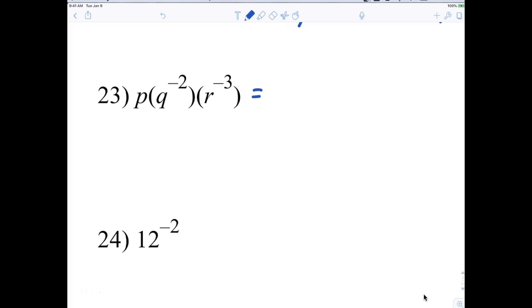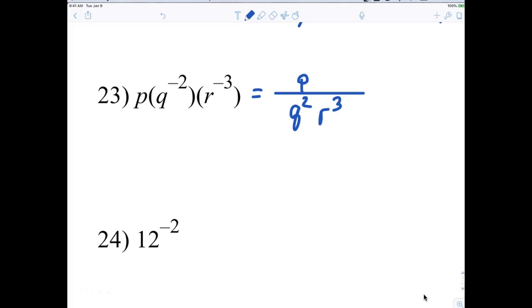So 23. You have P on the top. Good. And then you have negative exponents, so you move them to the bottom. So it would be Q squared. And then R cubed. You're awesome. Look how easy that is. Very good.